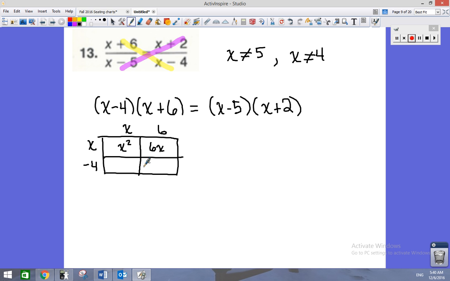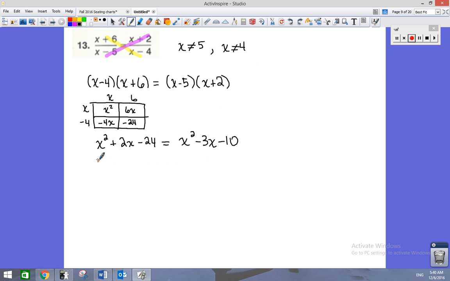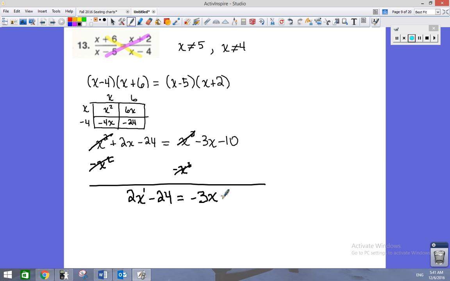X squared, 6x, negative 4x, and negative 24 is the body of our table. We see along one diagonal that there are common terms. 6x's take away 4x's is 2x's minus 24. And if you did the same thing over here, you'll get x squared minus 3x minus 10. If we subtract x squared from each side of the equation, the x squareds cancel. The resulting equation is now linear. The exponents on x are 1. It makes the problem easier to solve if you do not have quadratics.